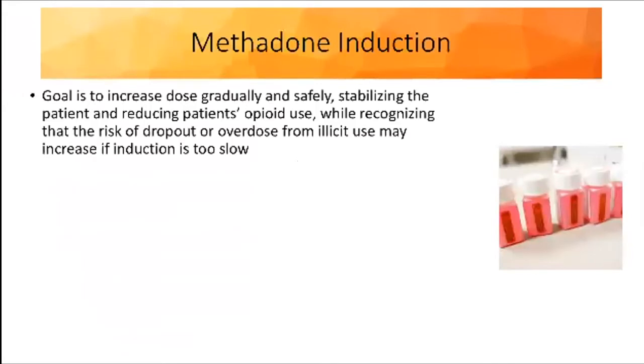Inducing somebody on methadone, the goal is to increase the dose gradually and safely. You're stabilizing the patient, reducing opioid use, while recognizing the risk of dropout or overdose from use may increase if induction is too slow. You should also treat acute opiate withdrawal symptoms.